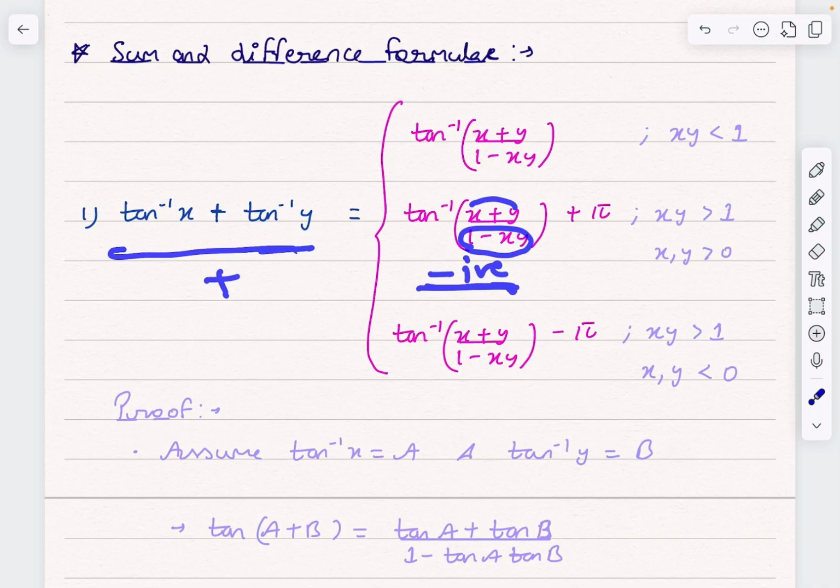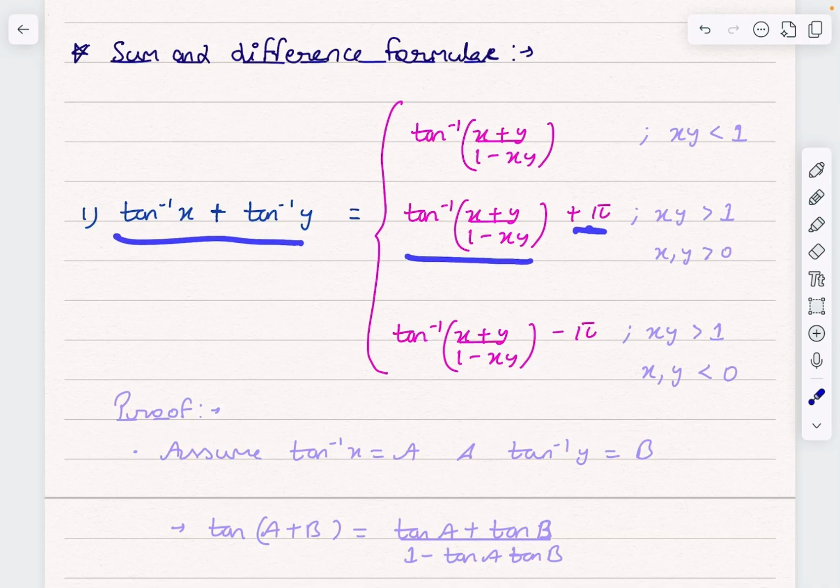So to balance the thing, we have to add pi. Like we discussed, tan x period was pi, so we can add and subtract pi to balance out the things anytime. So this is positive, this is negative, we add pi. When do we add pi? When the denominator becomes negative. It becomes negative when xy is more than 1, and x and y both are positive.